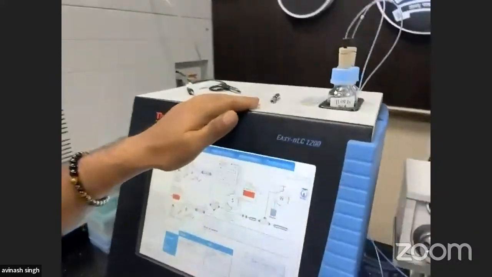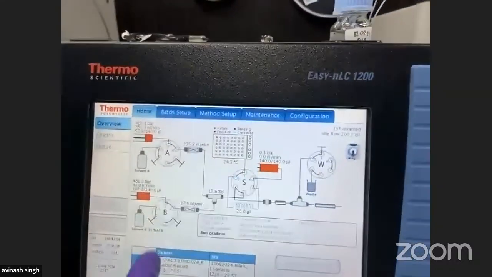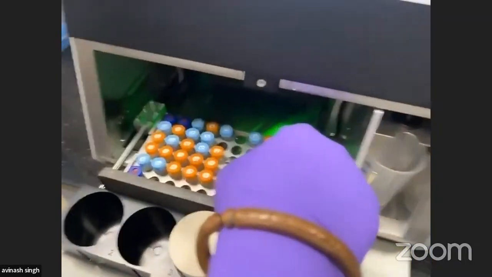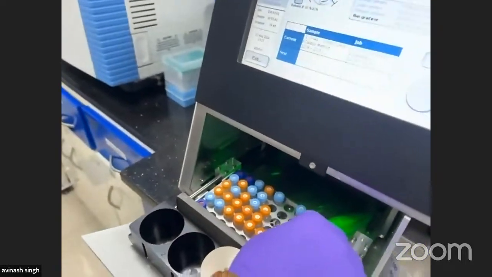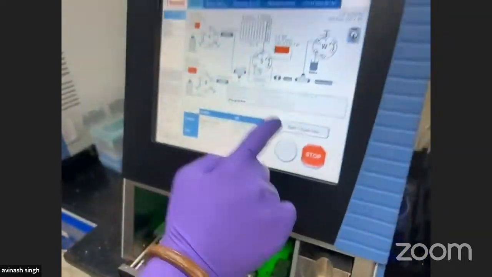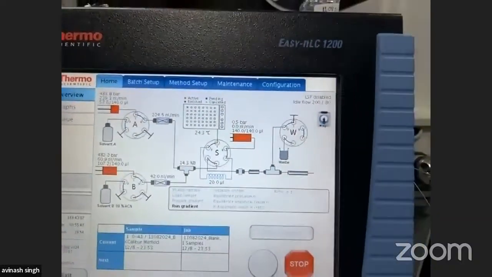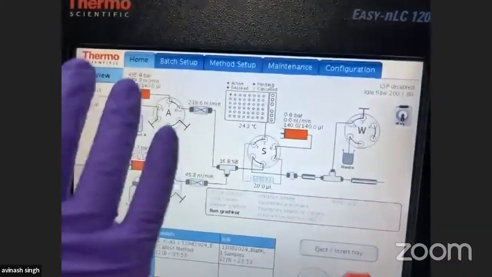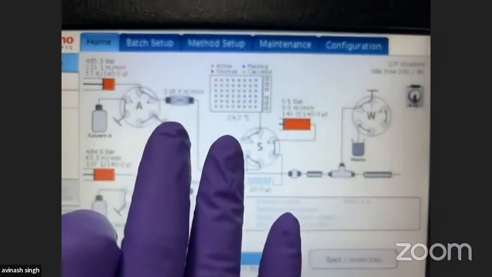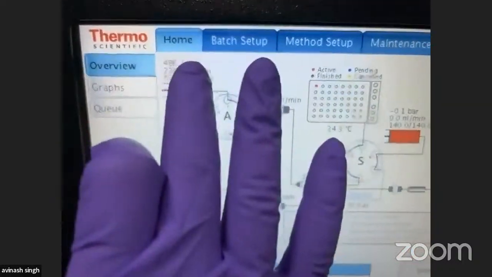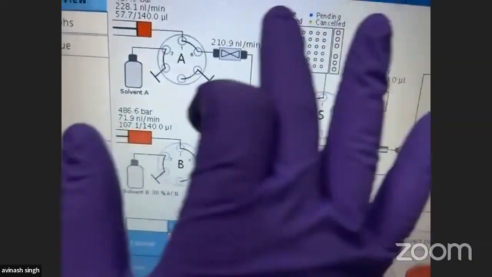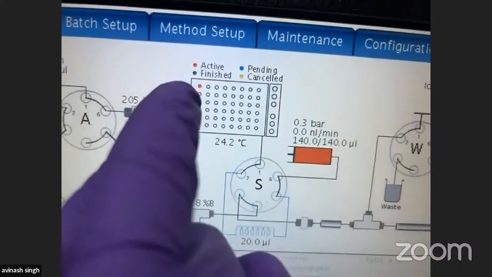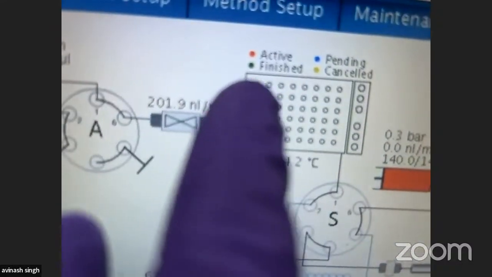As you have seen, after elution, you will reconstitute your peptide samples, and this is how you place your vials. Once your vials are placed in, you will set the program. And in this nano LC, you can see all the parameters easily, whether it is the solvent mixture, the pump A pressure, the pump B pressure. This is your matrix, where you have taken the sample. Actually, this is A1. That is why you are seeing it as active.